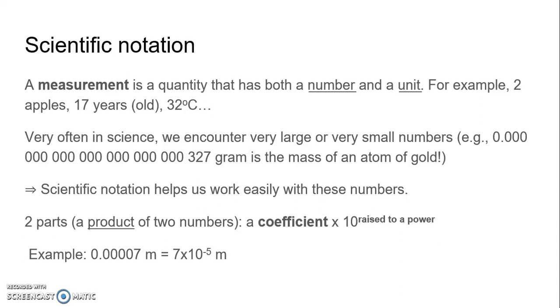So a scientific notation has 2 parts. The first part is a coefficient, and the second part is multiplied by 10 raised to a power. So the coefficient is just a number, multiplied, so this is a product, by 10 raised to a power. So for example, if you look at this number here, 0.00007 meter, this is equal to 7 times 10 to the negative 5 meter. So what it means is that 7 is the coefficient and 10 is raised to the power of negative 5.